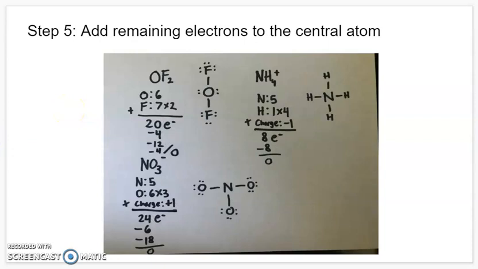All right, step 5. Now we're going to add any remaining electrons to the center atom. If you'll remember on this one, we had 4 electrons left because we had 20. We subtracted 4 at first to make the 2 single bonds. Then we subtracted another 12 to give each of the fluorines its octet. And then we had 4 left. So I put those 4 on the oxygen as lone pairs. And then for this one, we didn't need to do anything. We were already out of electrons. And for this one, we didn't need to do anything because we were already out of electrons.